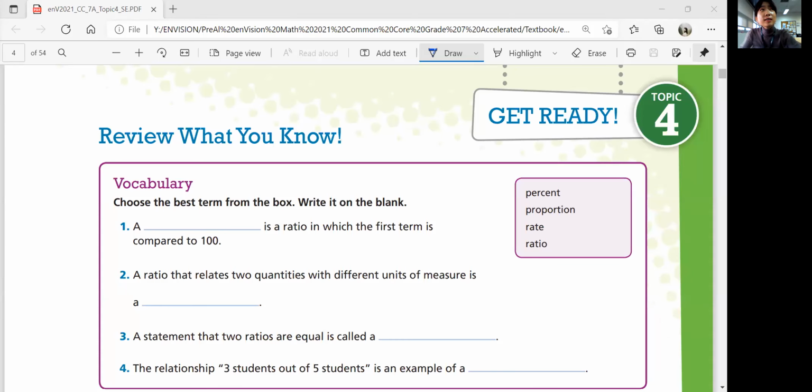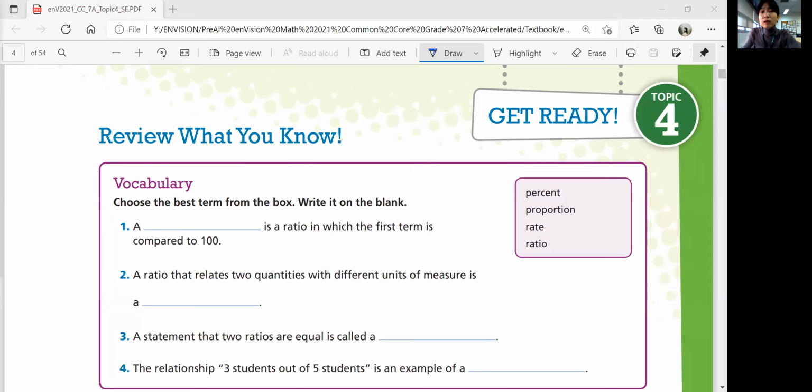Hi, this is pre-algebra topic for lesson 1. Before we jump into lesson 1, let's do a quick overview of topic 4. Topic 4 is about analyzing and solving percent problems.